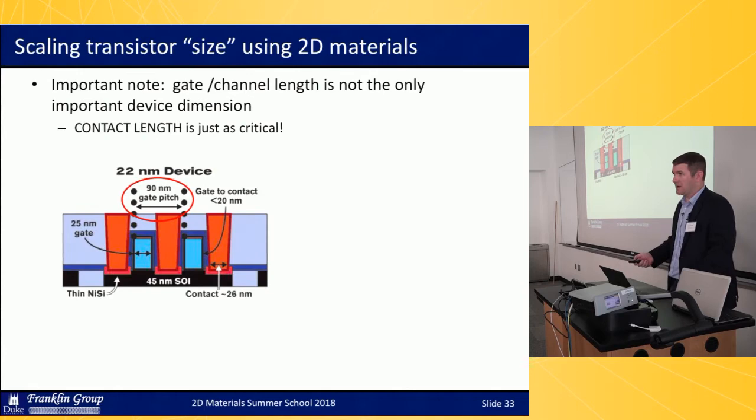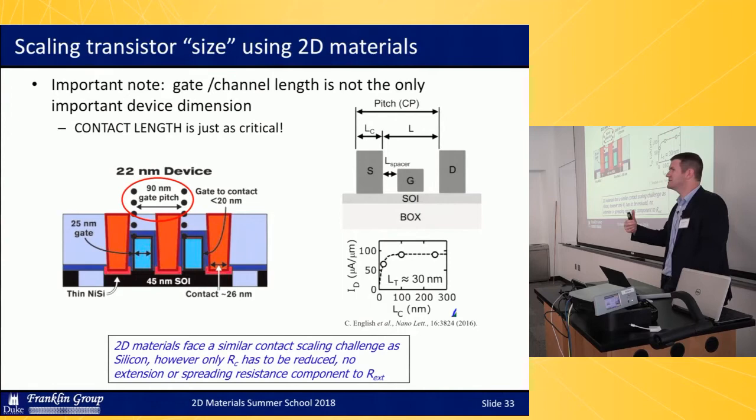incurring deleterious effects on the contact resistance as you go below what's known as the transfer length, which is kind of thought of as the length over which most carriers will inject in a contact interface between a metal and a semiconductor. When it comes to 2D materials, do we have the same problem? The answer is yes, based upon what we've learned so far from experimental data.